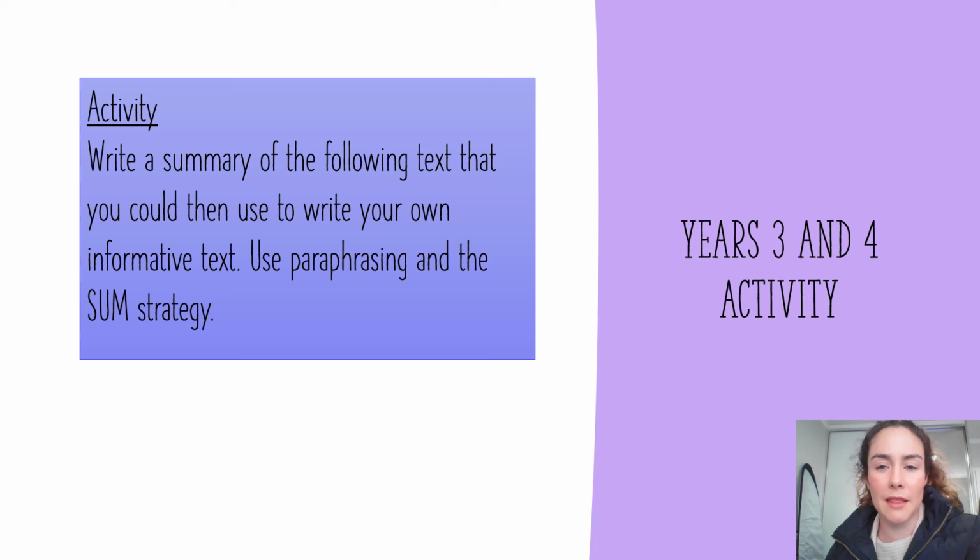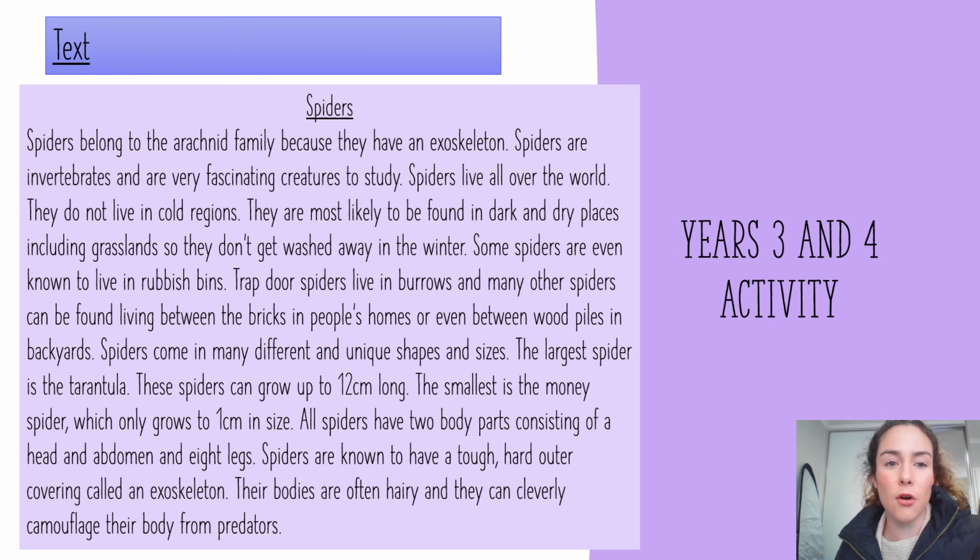All right, let's have a look at the activity that our Years 3 and 4 students will be doing today. You're going to write a summary of the following text that is on the next slide, which you could then use to write your own informative text, and I want you to use paraphrasing and the SUM strategy. So remember, the SUM strategy is: short, use your own words, and only include the main points. So this is the text you'll be looking at on spiders.